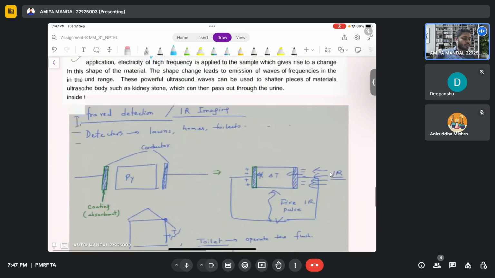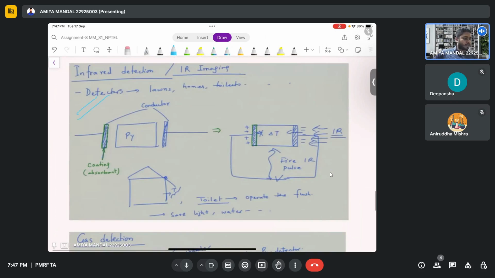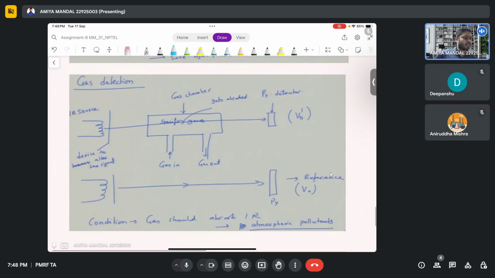Okay, so for infrared radiation, you can see that there is a coating on one side and the other side remains as it is. This coating generates charge. Infrared radiation is allowed to pass in this direction, but it cannot pass forward in the other direction. So a charge, delta T, is generated: positive and negative charges are generated on the surface, and pulses are generated. That's how it works for infrared radiation.